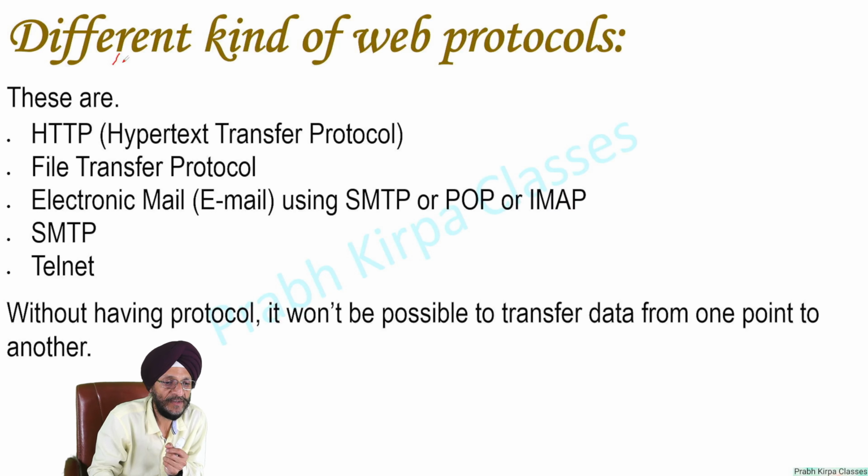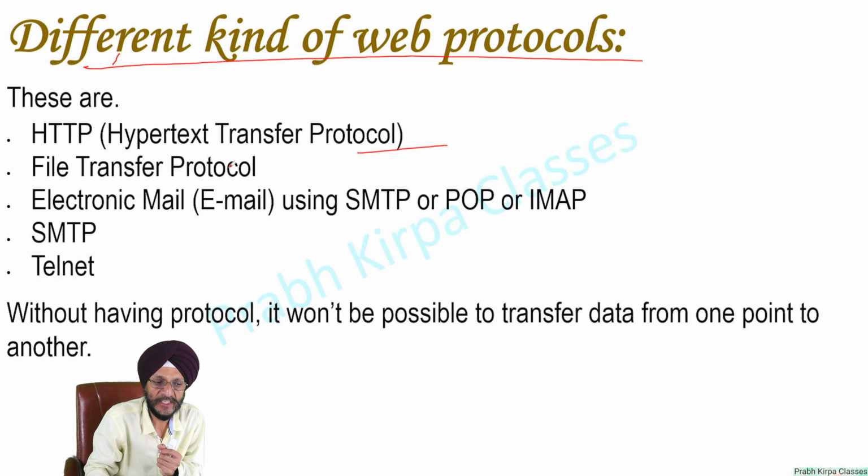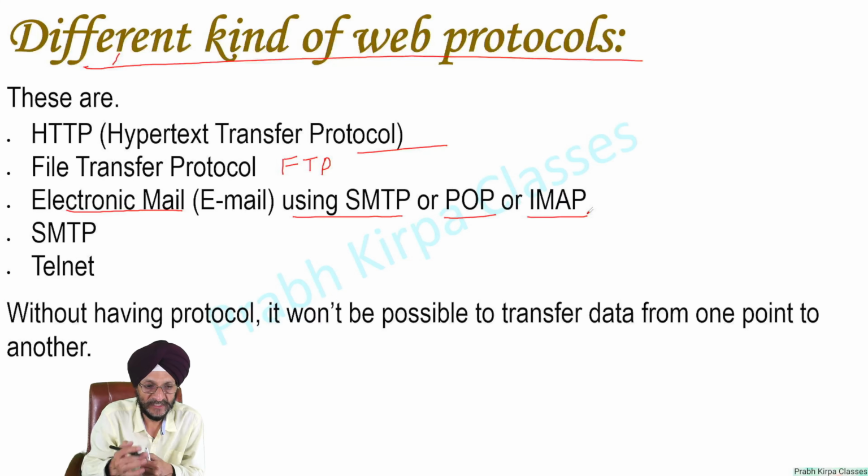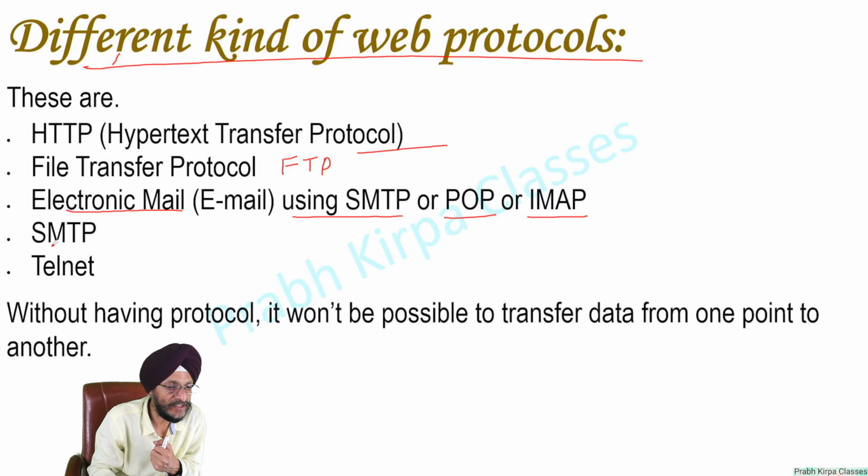Now, what are the different kinds of web protocols? These are HTTP. HTTP means Hypertext Transfer Protocol. Then another is FTP, File Transfer Protocol. Then electronic mail using SMTP, POP, IMAP. We will discuss all these in the coming lectures.